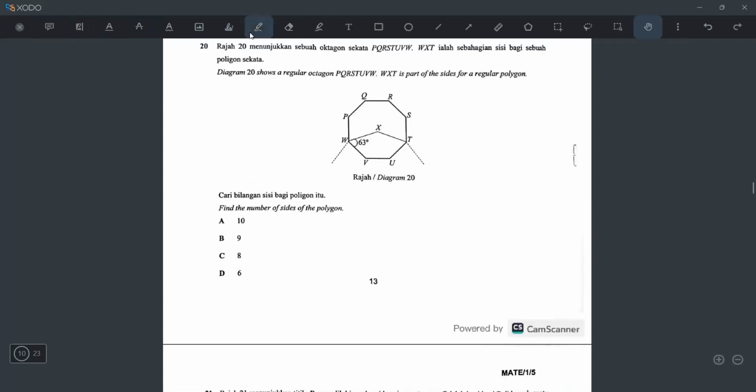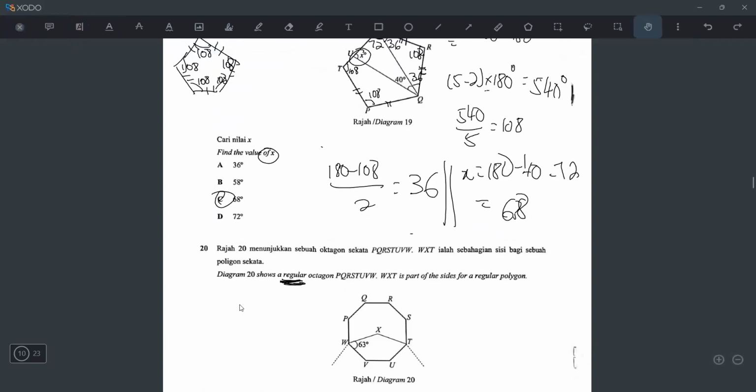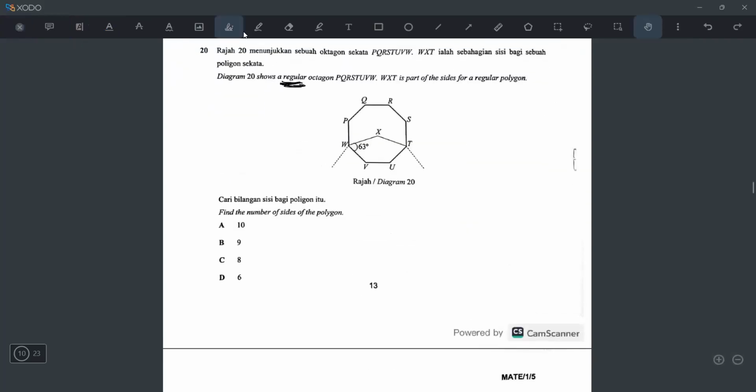Okay. Question 20. So we are halfway finished the paper already. Okay, let's go. Diagram 20 shows a regular octagon. Remember I told you how important this word regular is? Just like the last question, the last question is also about regular. So remember this. If it's regular, then it means all the sides are the same length. But it's an octagon, so an octagon has 8 sides.